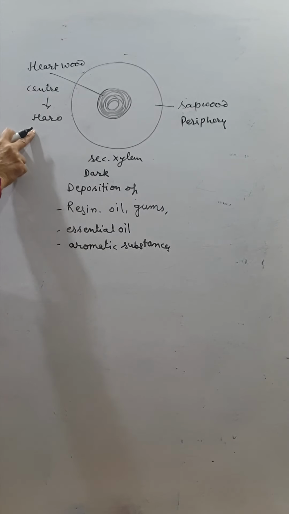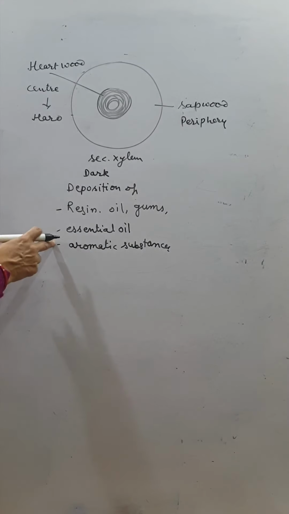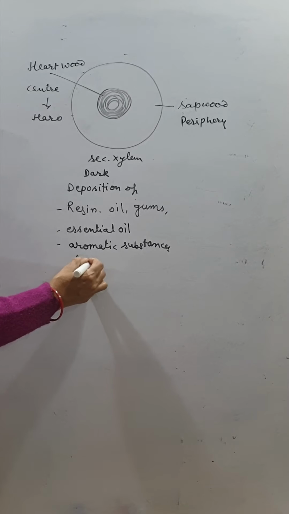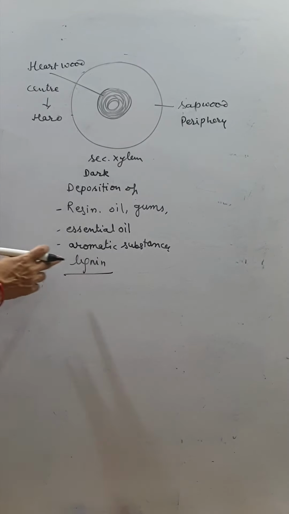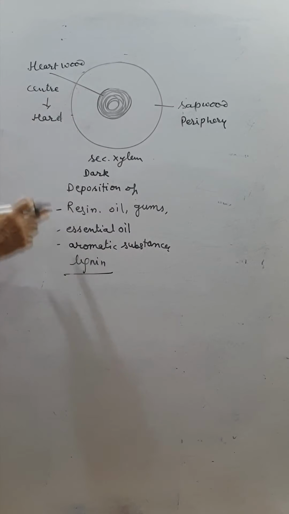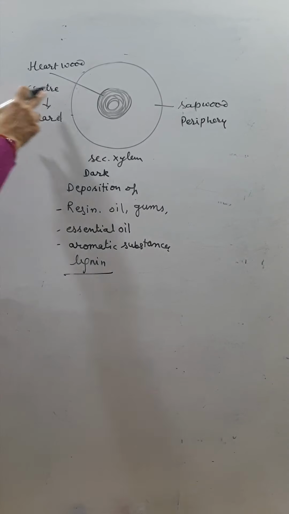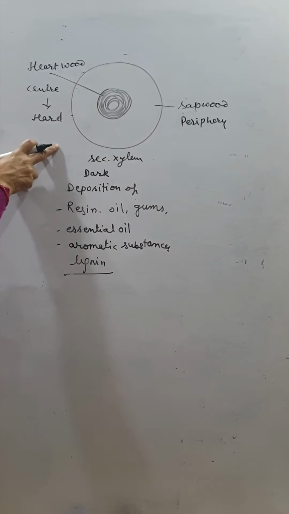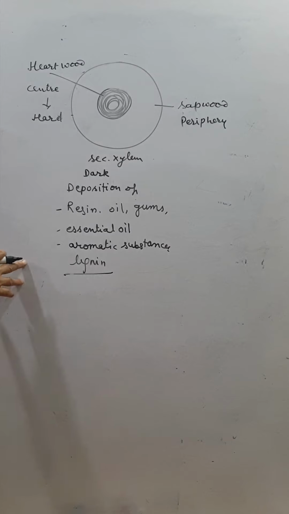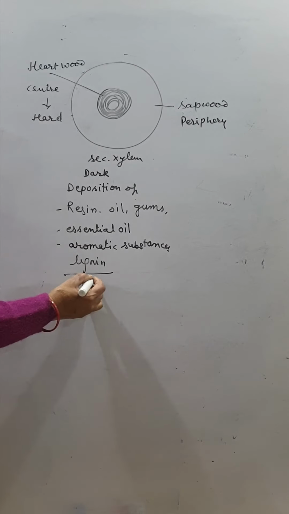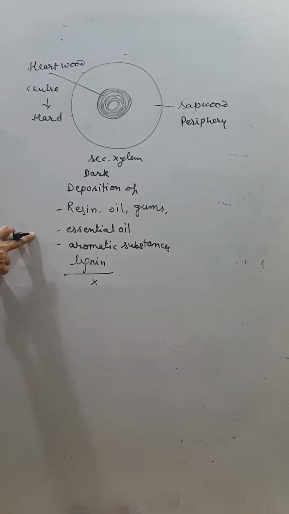We call it duramen. It comprises dead elements with highly lignified walls. The deposition of lignin is there in the xylem. So highly lignified wood is hardwood, or duramen, found in the center. It is more durable and more resistant to pests, insects and microorganisms. It means it is not attacked by insects or microorganisms.